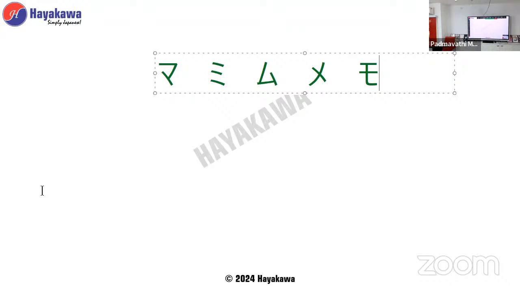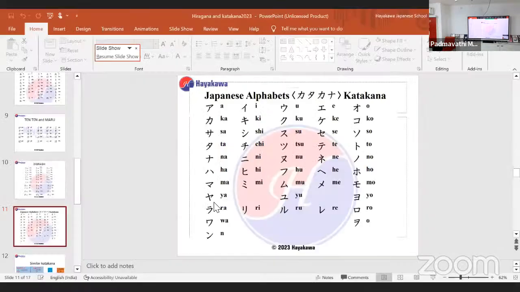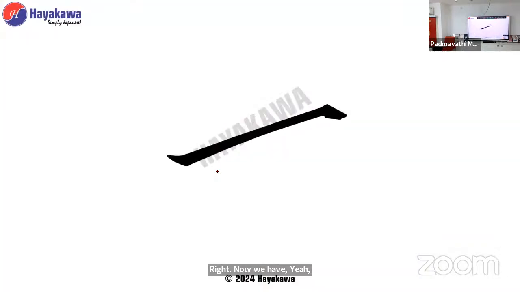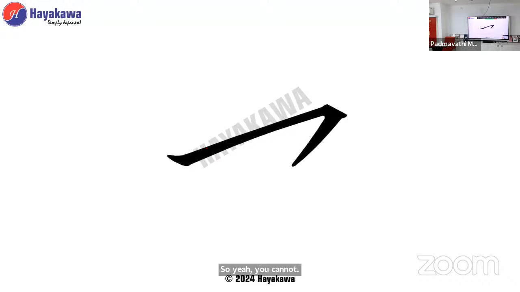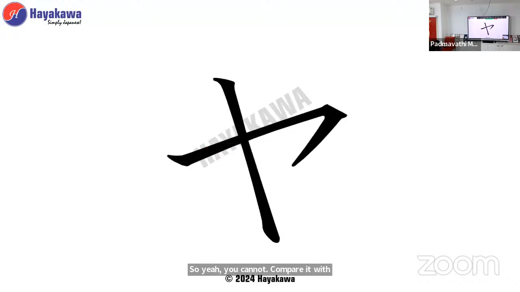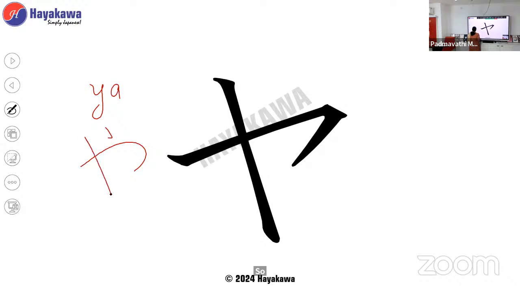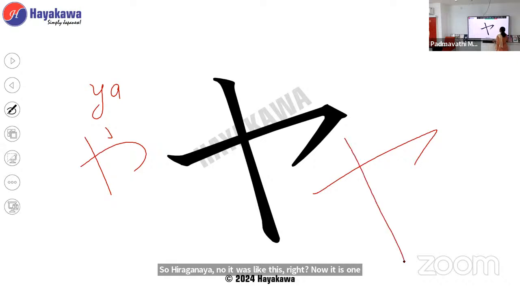Right. Now we have ya, you, yo. So ya, you can compare it with hiragana ya. So hiragana ya, it was like this, right? Now it is one full stroke with the head and it is pointed. This is katakana ya.